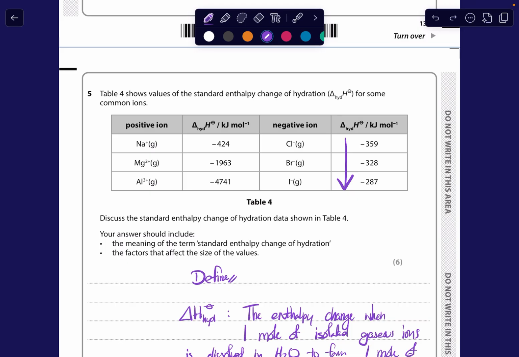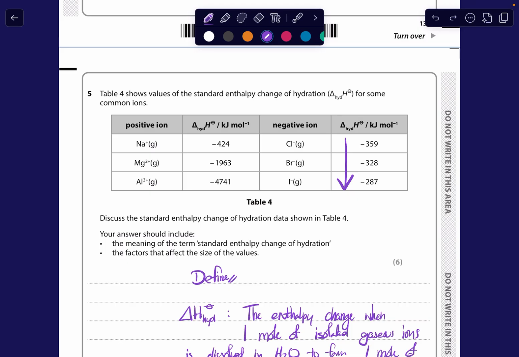So the charge density increases because we're getting more and more positive, but we're not actually adding any more shells or any more shielding. That's staying the same. So those electron shells are now being pulled in more closely to that nucleus. So they're getting smaller and smaller and more positive. So by the time we get to Al3+, it is a tiny ion with a ton of charge.